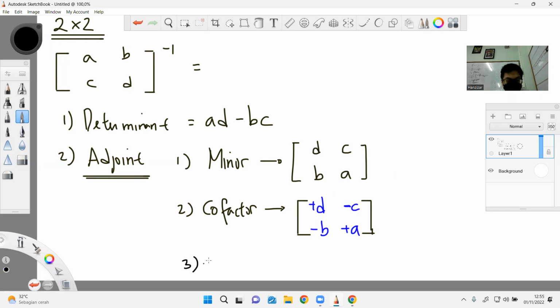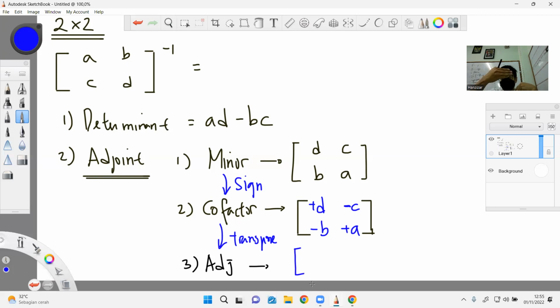And the last part, you are finding the adjoint. So third step, the last step. What is adjoint? The cofactor that is transposed. So again, from minor to cofactor, you put the sign. From cofactor to adjoint, you put the transpose. What is transpose? You change the column with the row, like using your hand, like a pi q, what I usually use. D, negative C, negative B, and A.